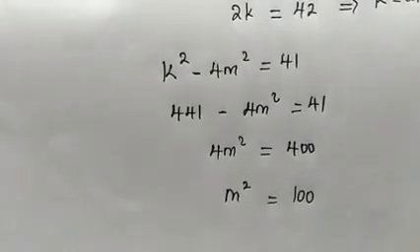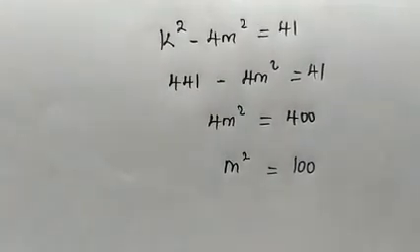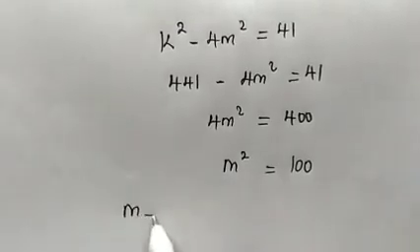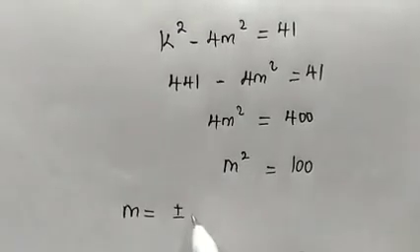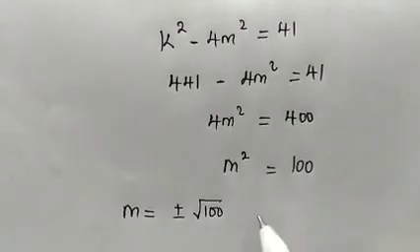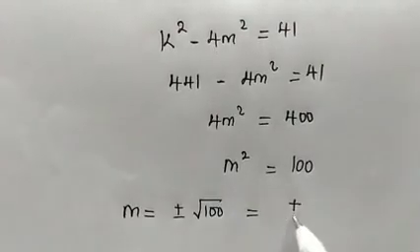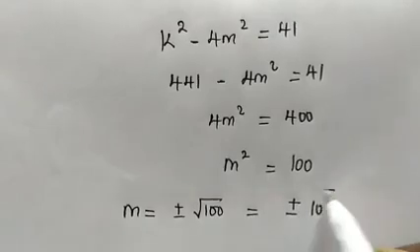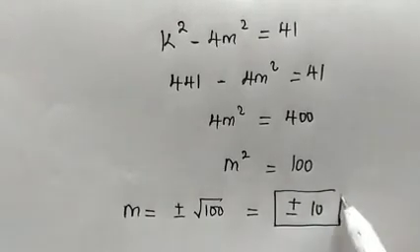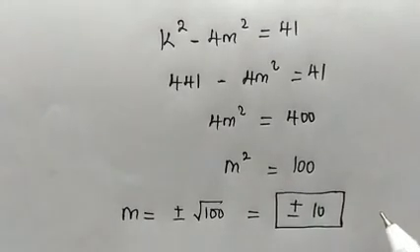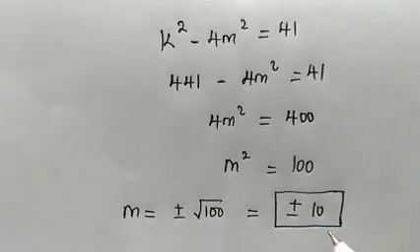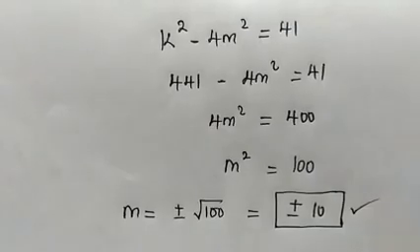Now take the square root of both sides, so we get m is equal to plus or minus the square root of 100, which gives us plus or minus 10. So we have two solutions for m. Remember, m is an integer. So we have positive 10 and negative 10, and this is our solution.